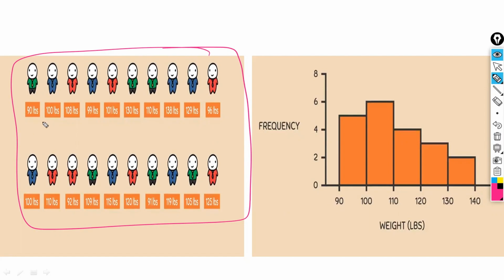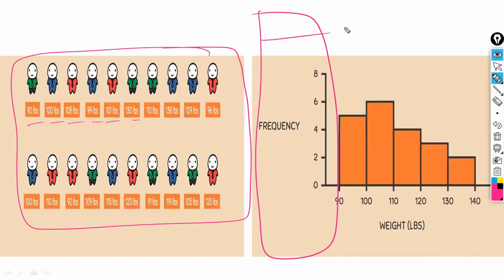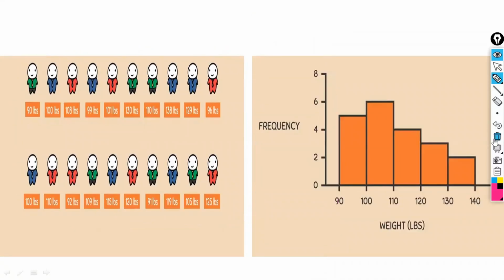So please write these values: 90, 100, 108, 99. Write these values in your notes. Just take one column and mention all the values in that column, or as per your choice. Lazy people, take screenshots; that is also as per your choice. Don't draw the diagram. Just take only the data set.